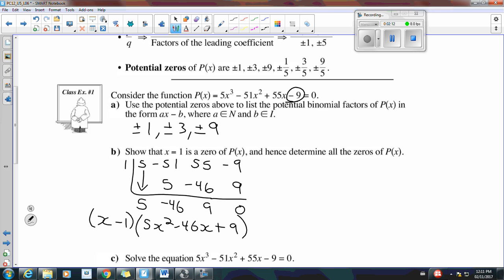Well, now we need to factor this quadratic. So we are looking for two numbers that multiply to 5 times 9, so multiply to positive 45 and add to negative 46. Well, I'm going to do that factoring on the side here. So negative 45 and negative 1 would add to negative 46 and multiply to positive 45. So we use those to split up the middle term. And we factor by grouping.